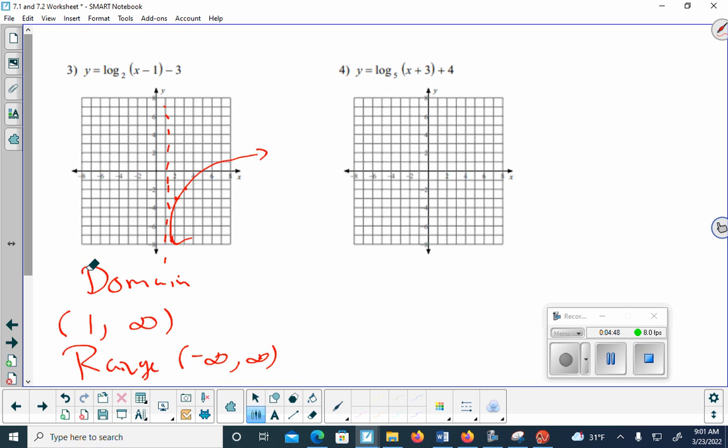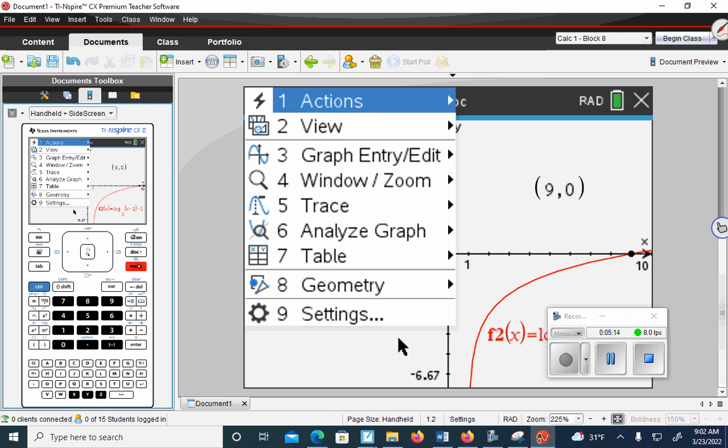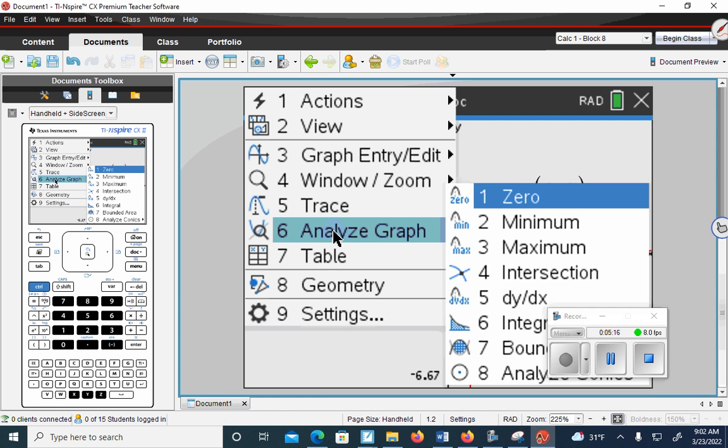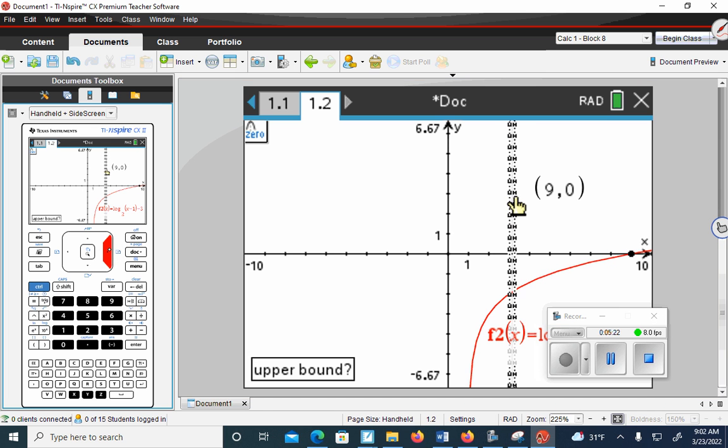Now to find my x-intercept and my y-intercept, I can see that I'm not going to have a y-intercept because that's when x is equal to 0, and 0 is not part of my domain, so that's out. To find the x-intercept on my calculator, I go to menu, analyze graph, and ask for the zero. It'll say lower bound, so let's click here, and it'll say upper bound, so let's slide this over slowly, and then finally it'll tell me that I have a zero at (9, 0).